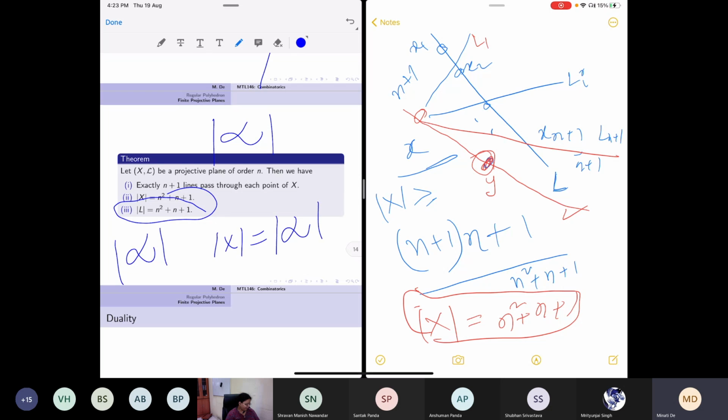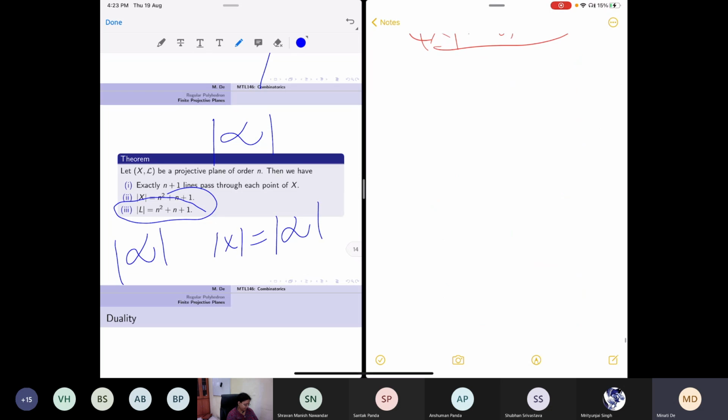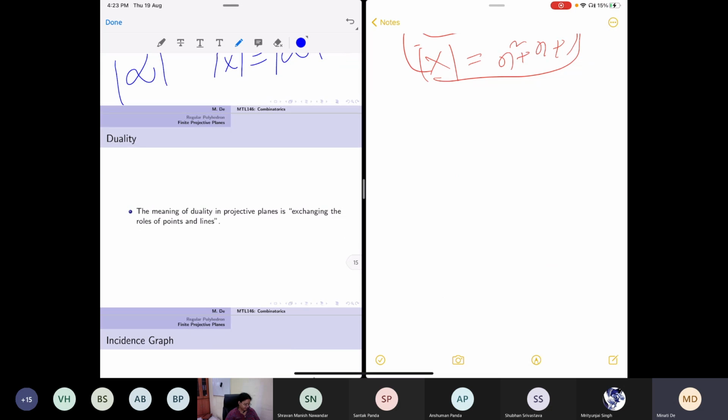So the number of lines is exactly the same as the number of points in your finite projective plane, right? So that we will prove via duality. Now let's see what duality is, what type of duality we are going to define here.